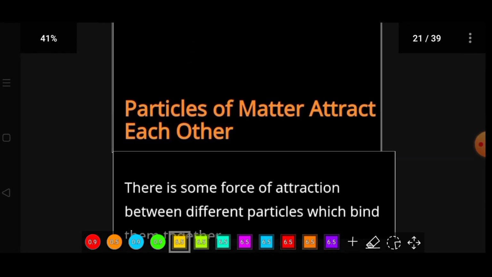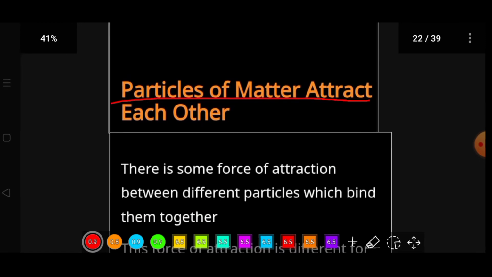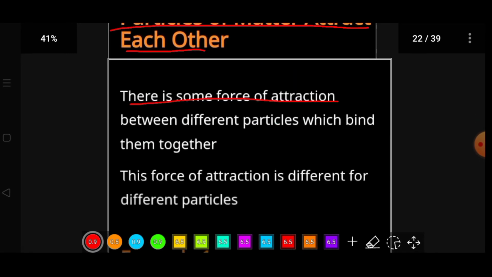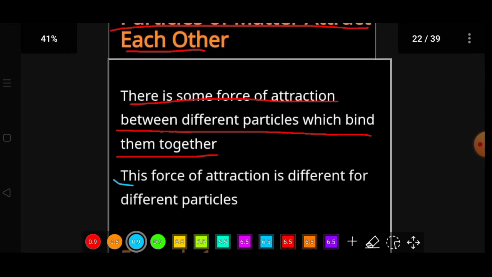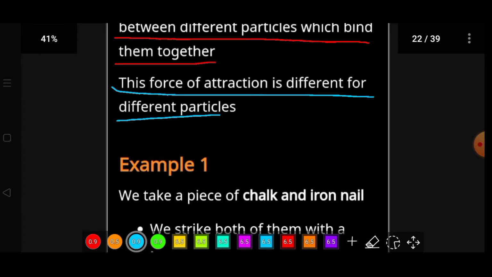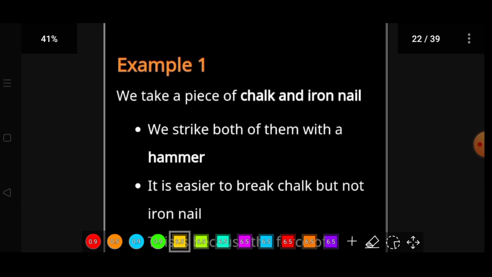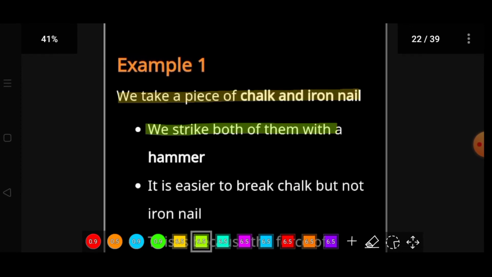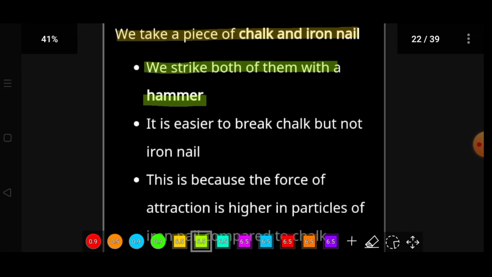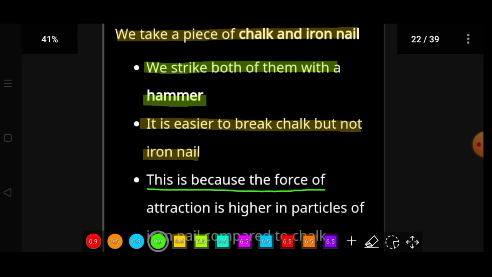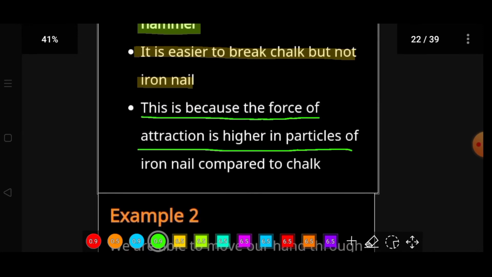Particles of matter attract each other. There are some forces of attraction between different particles which bind them together. This force of attraction is different for different particles. Example number 1. If we take a piece of chalk and an iron nail, and strike both of them with a hammer, it is easier to break chalk but not the iron nail. This is because the force of attraction is higher in the particles of the iron nail compared to chalk.